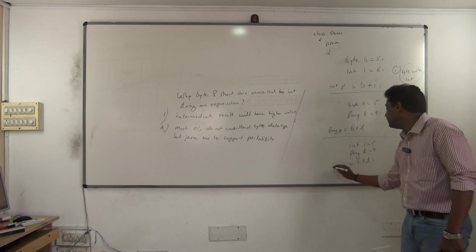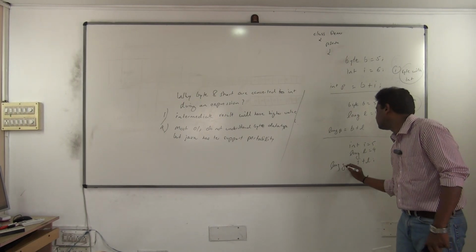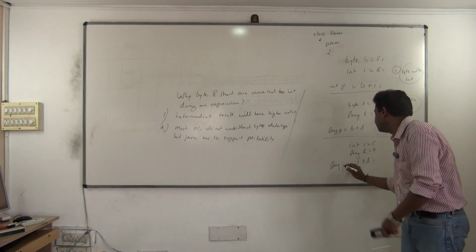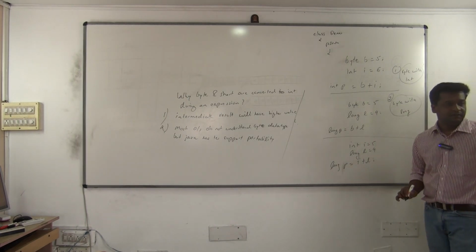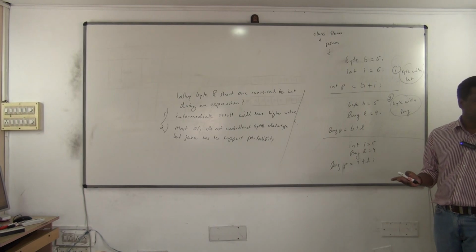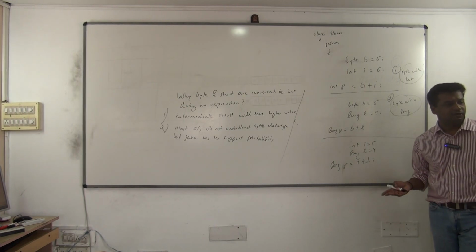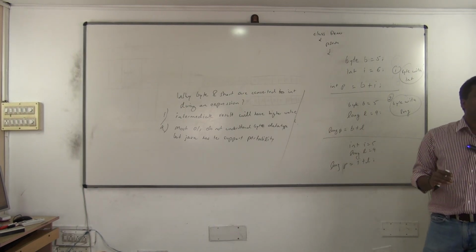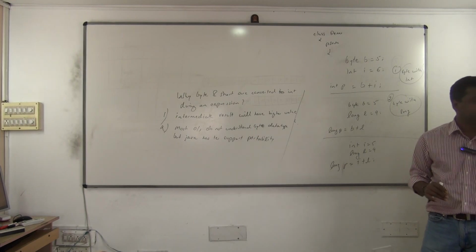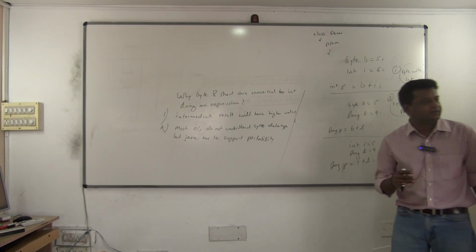So the result will be long p. Result, long with long itself. Int with long, int gets converted to long. So this you saw with whole numbers. Now what happens if int is added with double? Int gets converted to double.